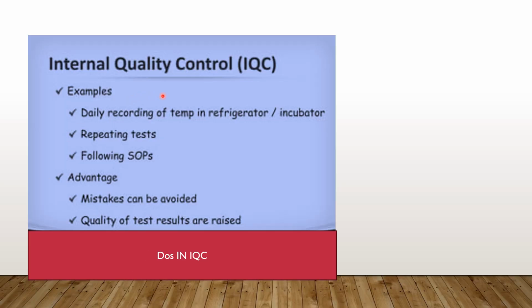So internal quality control, what can be the examples? Like a daily recording of temperature in the refrigerator or incubator, then repeating the test, following the standard operating procedure. So all these are the components of the internal quality control program.